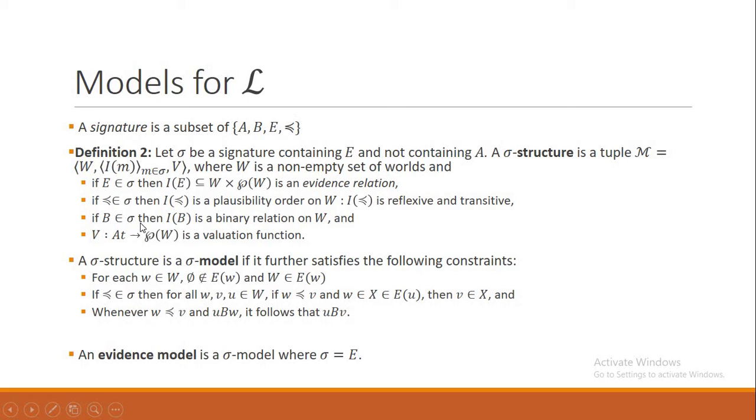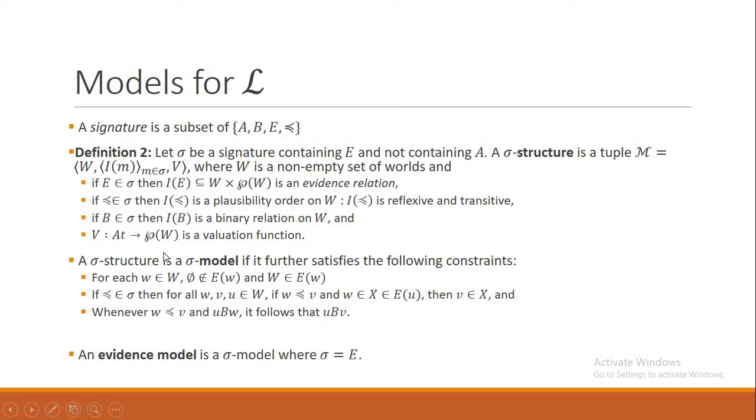And if B is in our signature, then I of B is a binary relation on W. As previously mentioned, B is usually going to mean the belief relation. And V is just the valuation function. It takes an atomic proposition and returns a set of worlds, specifically the set of worlds in which that atomic proposition is true. Now, you will see this soon in our definitions of truth in our language here.